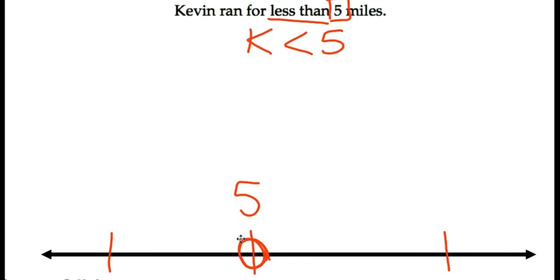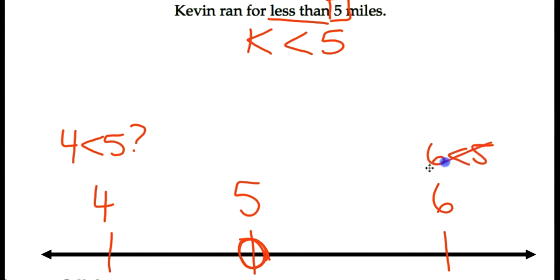And then I need to figure out one less than, one greater than. Which way do I shade? Is 4 less than 5, or is 6 less than 5? 4 is less than 5, so I'm shading in the direction that makes my inequality true.